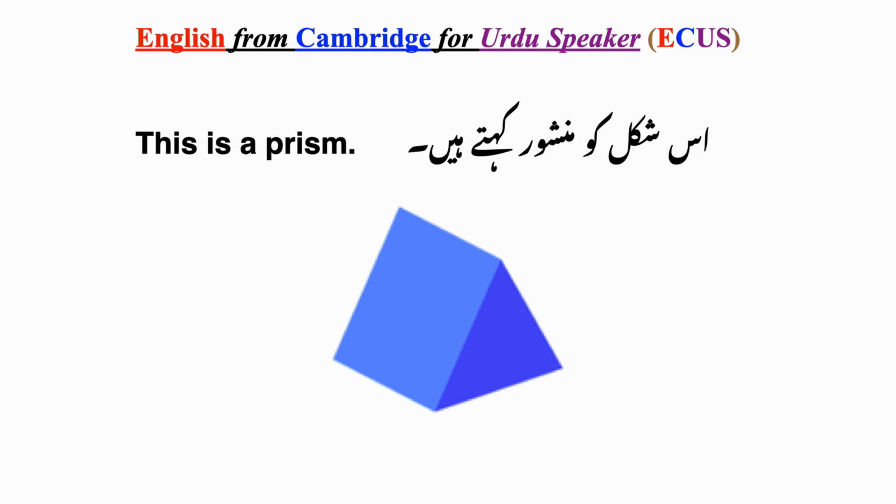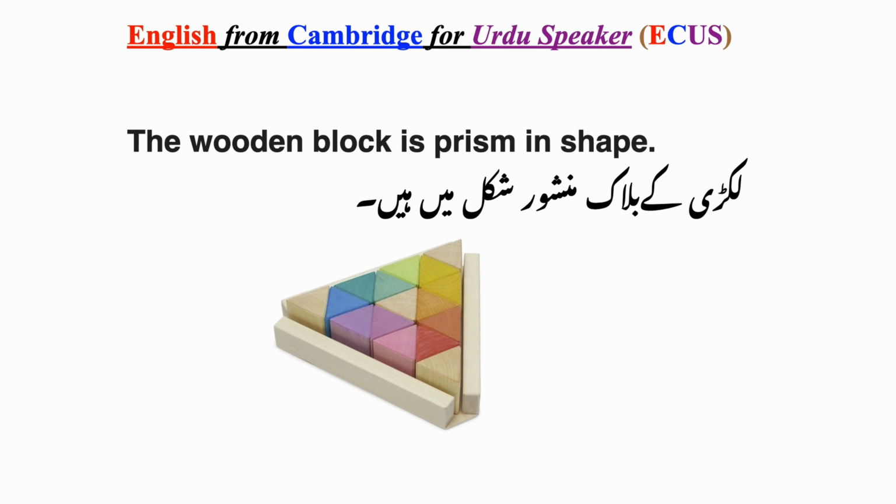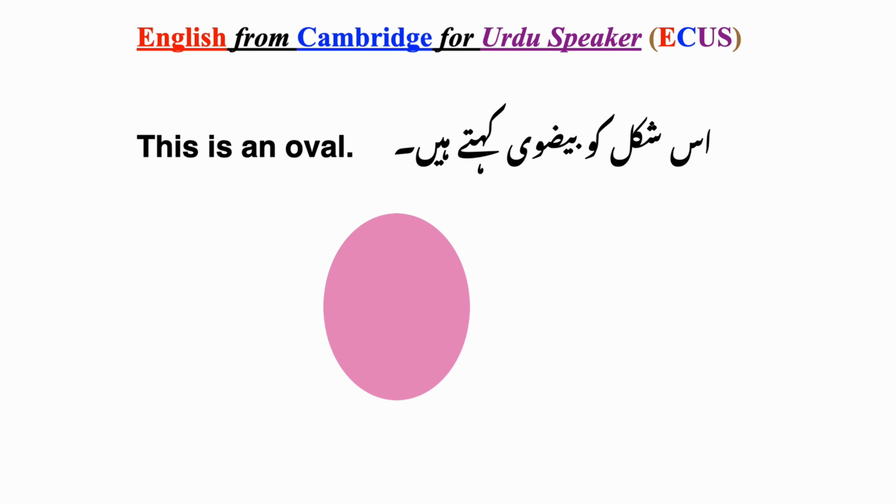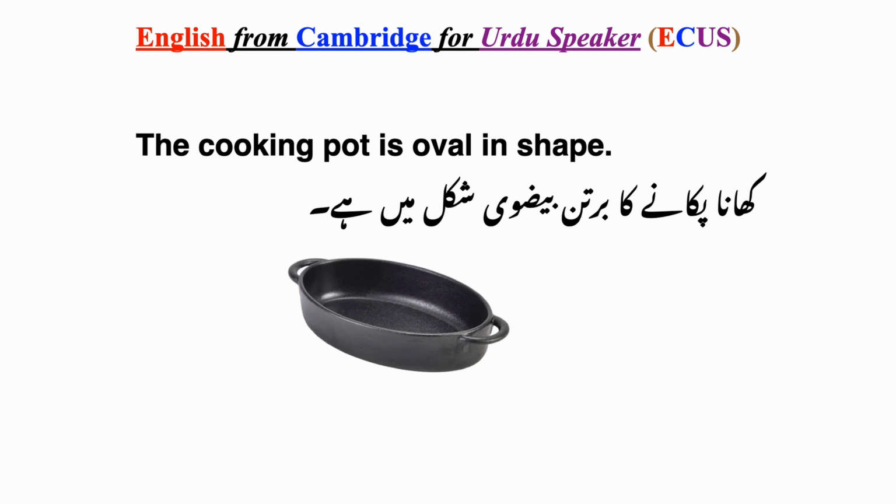This is a prism. The wooden block is prism in shape. This is an oval. A cooking pot is oval in shape.